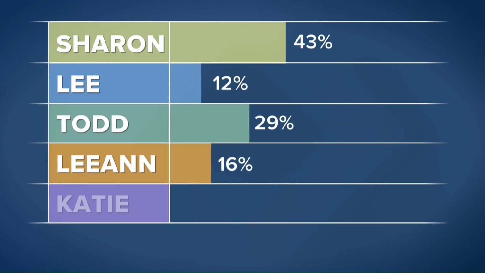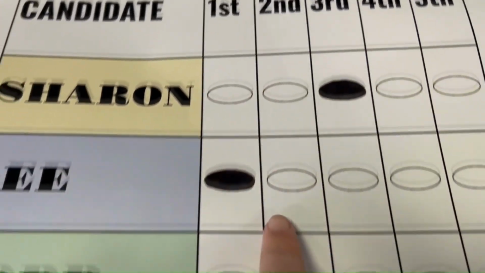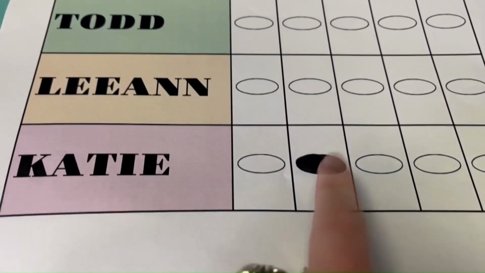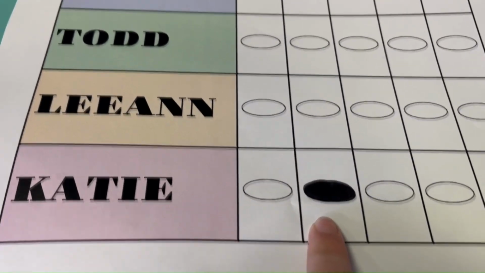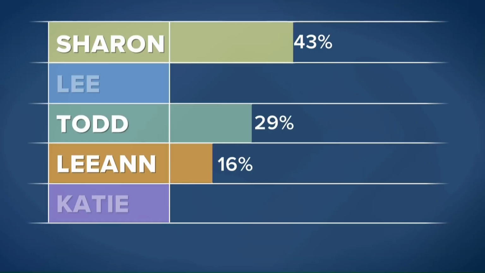Here's what the rest of this scenario could look like. Votes for Katie are distributed between the remaining candidates. No one is above 50% yet, so another person is eliminated. This time, Lee. If you voted for Lee, now your vote goes toward your second choice. Or if Katie was your second choice, she's already out, so your vote now counts toward your third choice. Finally, Sharon lands on top with over 50%. Ranked choice voting requires a fair amount of patience.